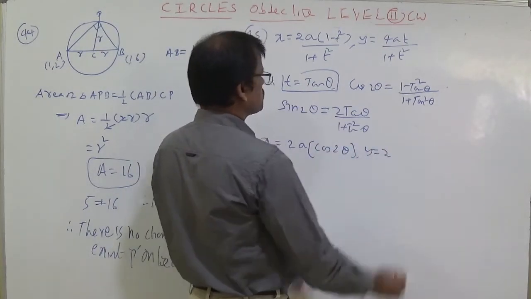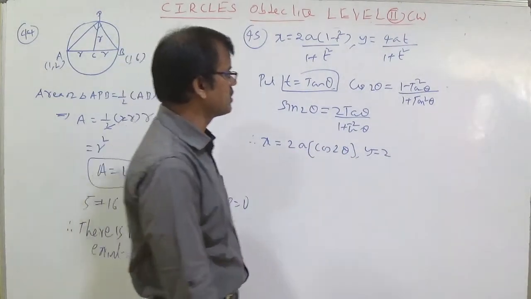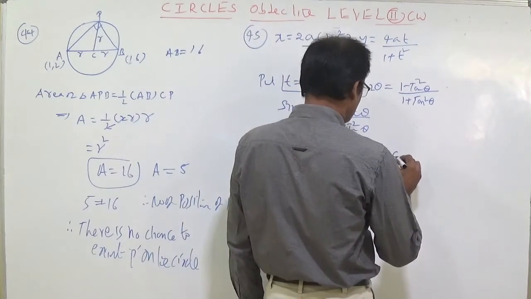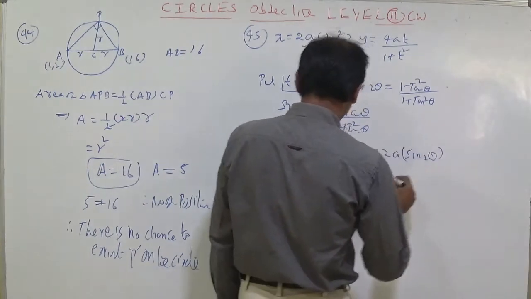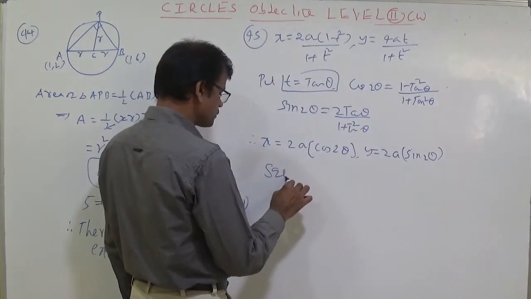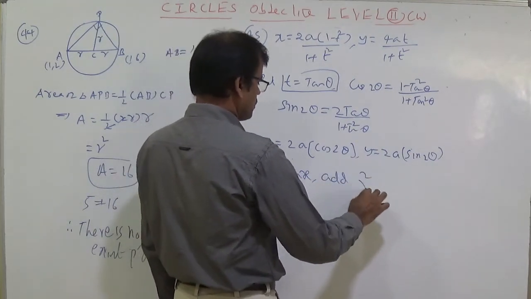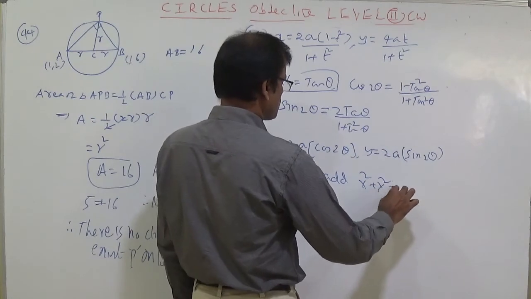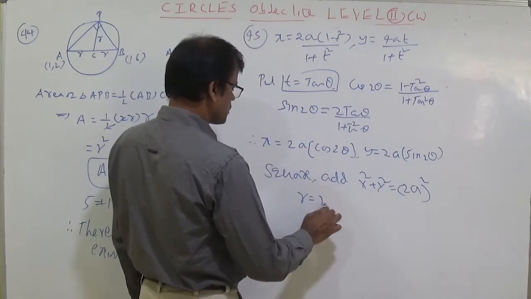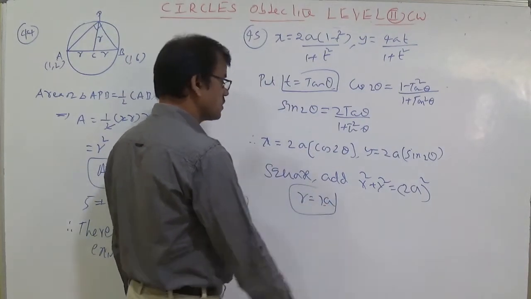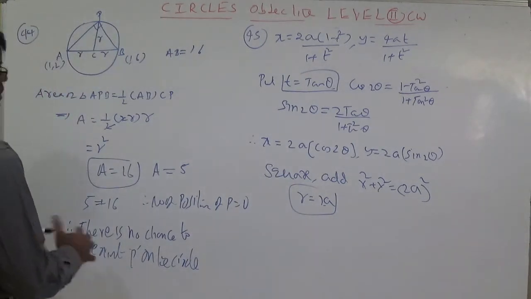And y is given as 4at by 1 plus t square. That you can write as 2a into 2at by 1 plus t square, so 2a into sin 2 theta. Square and add. So it becomes x square plus y square is equal to (2a) whole square. This is of the form x square plus y square is equal to r square, where r is equal to 2a. That's all. Now let us discuss the 46th question.